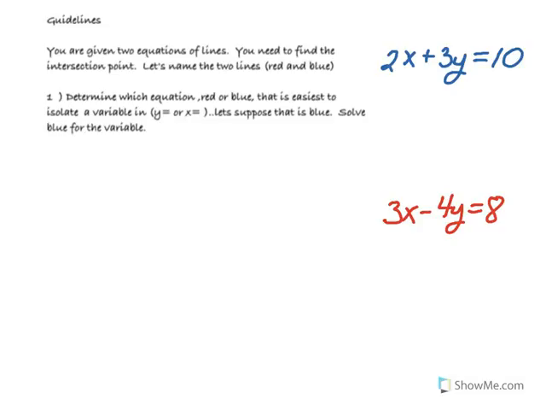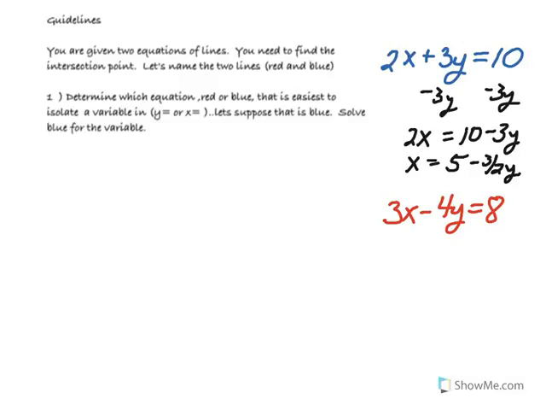The first thing we need to do is determine which equation, red or blue, is the easiest to isolate a variable in, y equals or x equals. Let's suppose that is blue. Solve the blue for the variable. Let's use the variable x. Please pause the video and solve the blue equation for the variable x. Please pause the video and check your work.